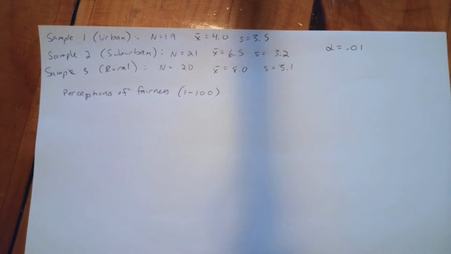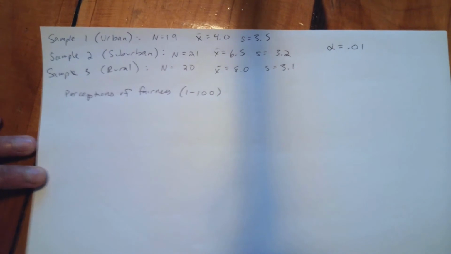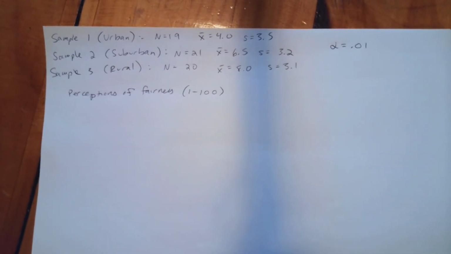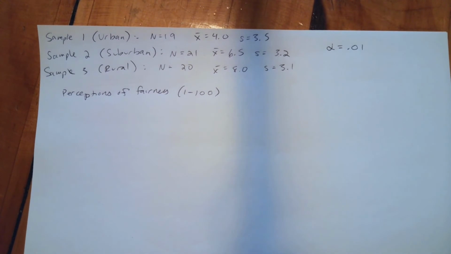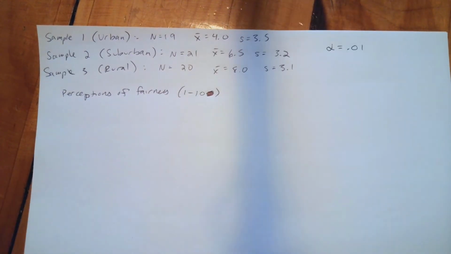Alright, so now we're going to do an example of how to actually do an analysis of variance test using some example data and going through all of our hypothesis testing steps. So the data I have written here is from 3 samples, so imagine you're taking some small samples from urban, suburban, and rural areas, and you're asking everybody on a scale from 1 to 10 how fair they think the police are, where 10 would be the most fair and 1 would be the least fair.